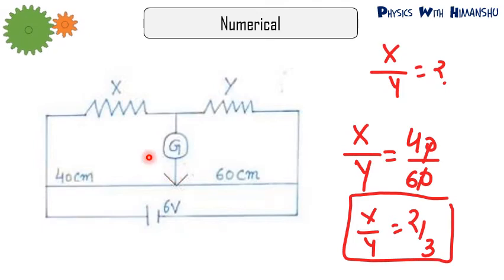We'll see one more numerical. We have to find out the value of x upon y. So x upon y will be equal to L upon 100 minus L. In front of x, we'll put the value that is below x, that is 40 centimeter. In front of y, we'll put the value that is below y, that is 60 centimeter. So x upon y will be 40 upon 60. So it will be 2 by 3.